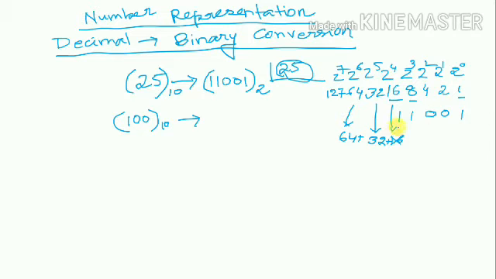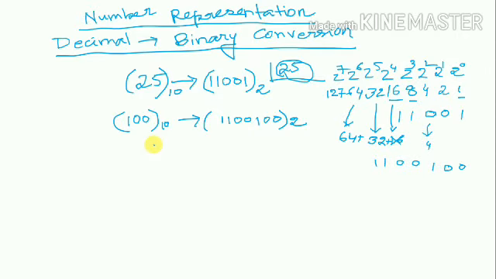That means 96 and 4. So that means it will be 0 0 1 0 0 1 1. So the binary of 100 is 1 1 0 0 1 0 0. Clear? So there is another division method also to find out the binary.